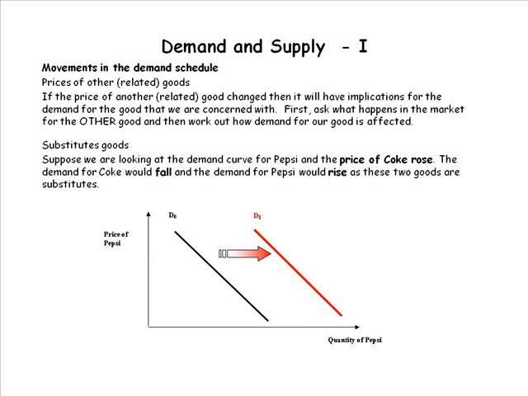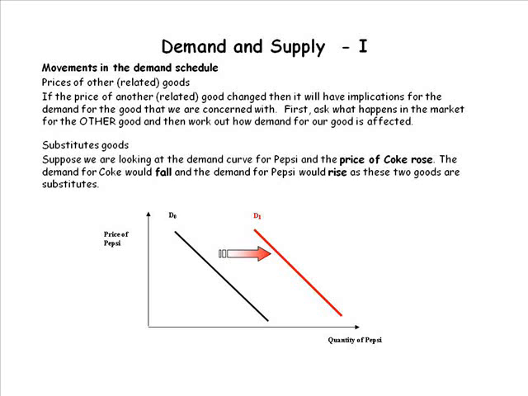The next factor that will shift a demand curve is the price of other goods. Now again, there are two types of goods that we need to be concerned with, and one of the best ways of working this out is to ask yourself what is happening in the market for this other good, and then say, how is that going to affect the demand for our good? So the first example would be what we call a substitute good.